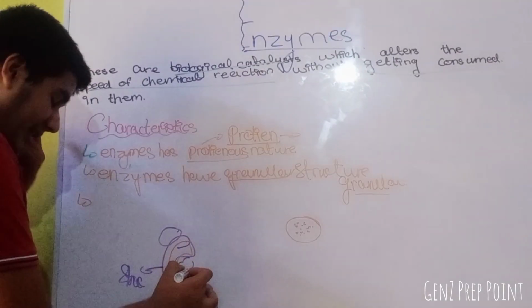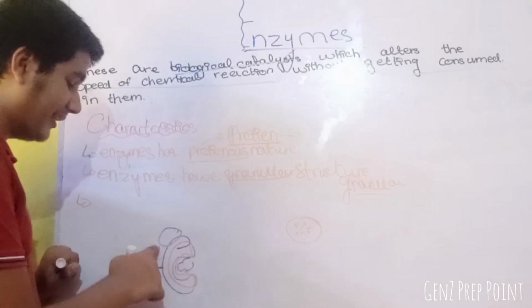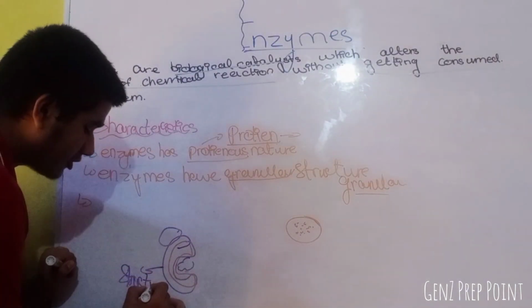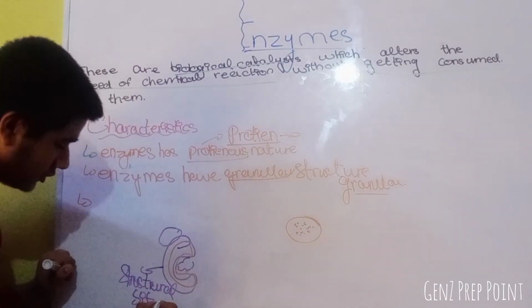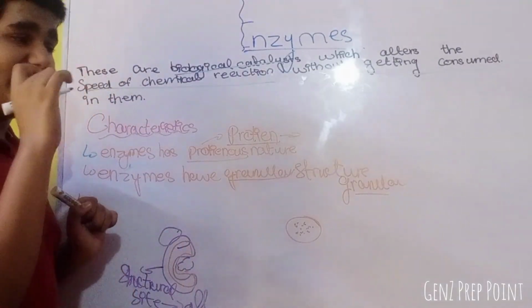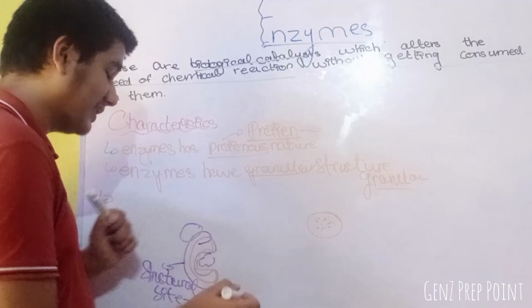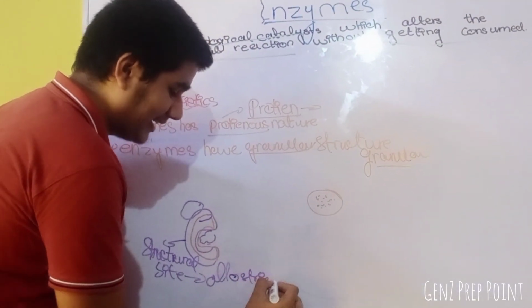So it comes over here, then it will break down into the products, not here. If it attaches on this structural side, there is no process. This structural side is known as the allosteric site. The CI examination wants us to know the proper biological names for these structures. So this is the allosteric site.